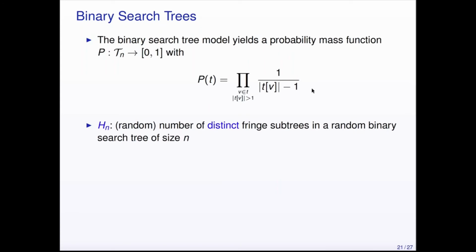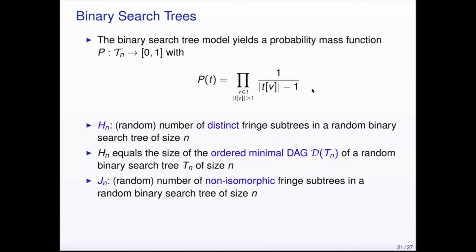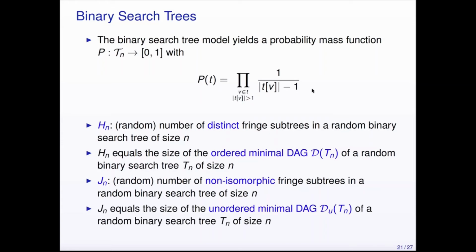Okay, so next we define some random variables again. With Hn, we denote the random number of distinct fringe subtrees in a random binary search tree of size n. And by our previous considerations, we find that Hn equals the size of the ordered minimal DAG of a random binary search tree. And in a similar way, we define Jn as the number of non-isomorphic fringe subtrees in a random binary search tree of size n, and find that Jn equals the size of the unordered minimal DAG of a random binary search tree of size n.